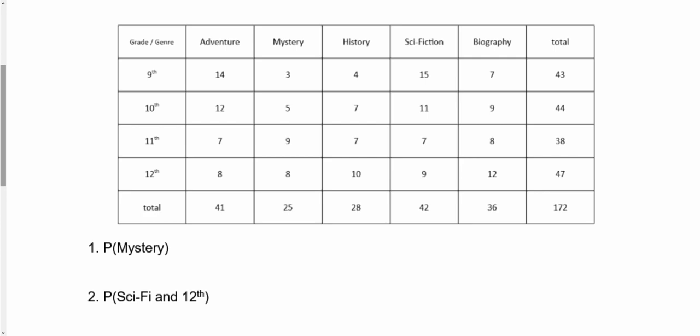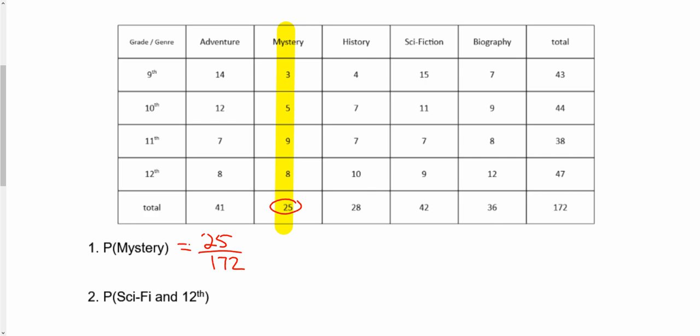So we're going to calculate some of these probabilities. The first probability is the probability that someone likes mystery. So that's the genre of book that they enjoy. So we go like this. Here's mystery. This probability is calculated by all of the people that like mystery, which is found right here. So it's 25 over the grand total, 172. And I think if you try to reduce that, I don't think it works. So that's your answer.